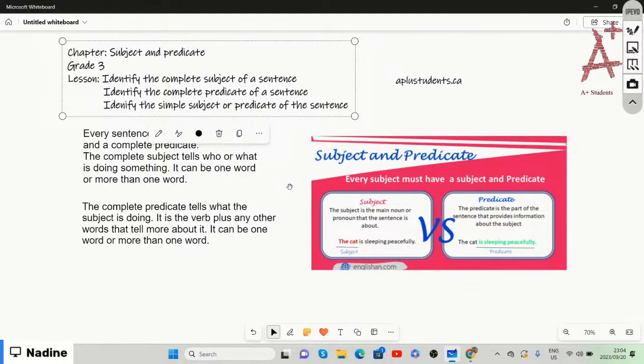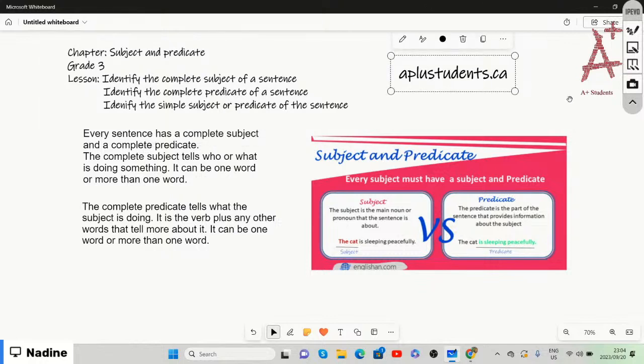All right, so you can find the lesson on aplusstudents.ca. You can just log into aplusstudents.ca, and that is where you will find the lessons that we will be focusing on today. The chapters as well as the lessons are on the board. All right, so we're going to start with our lesson today on subject and predicate, right?